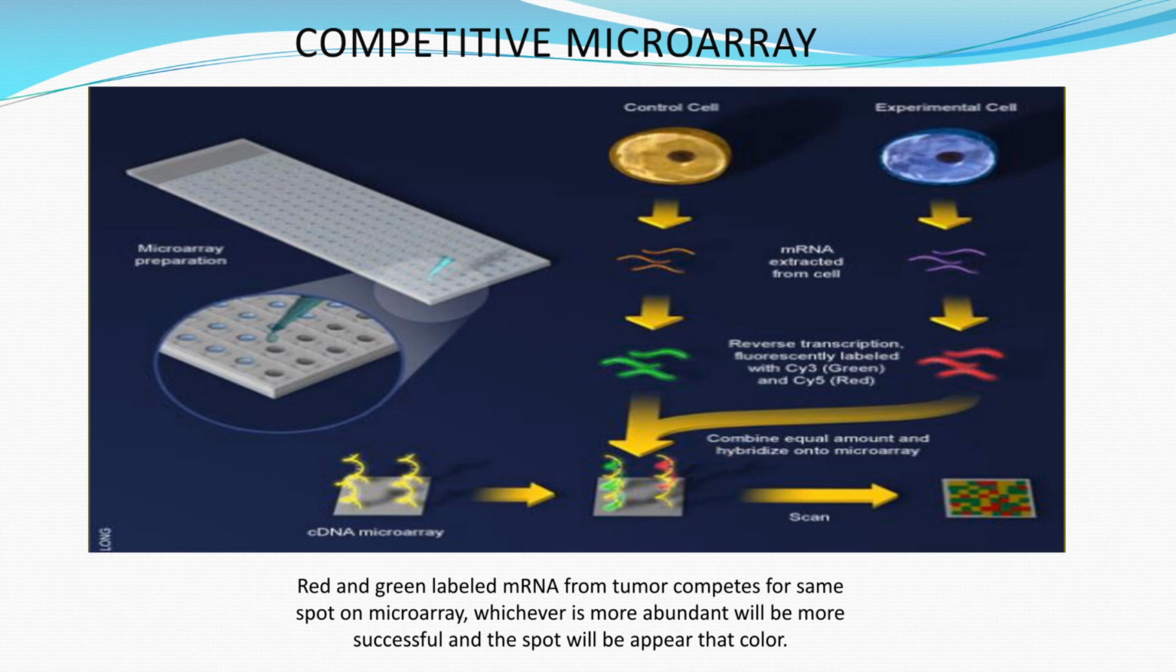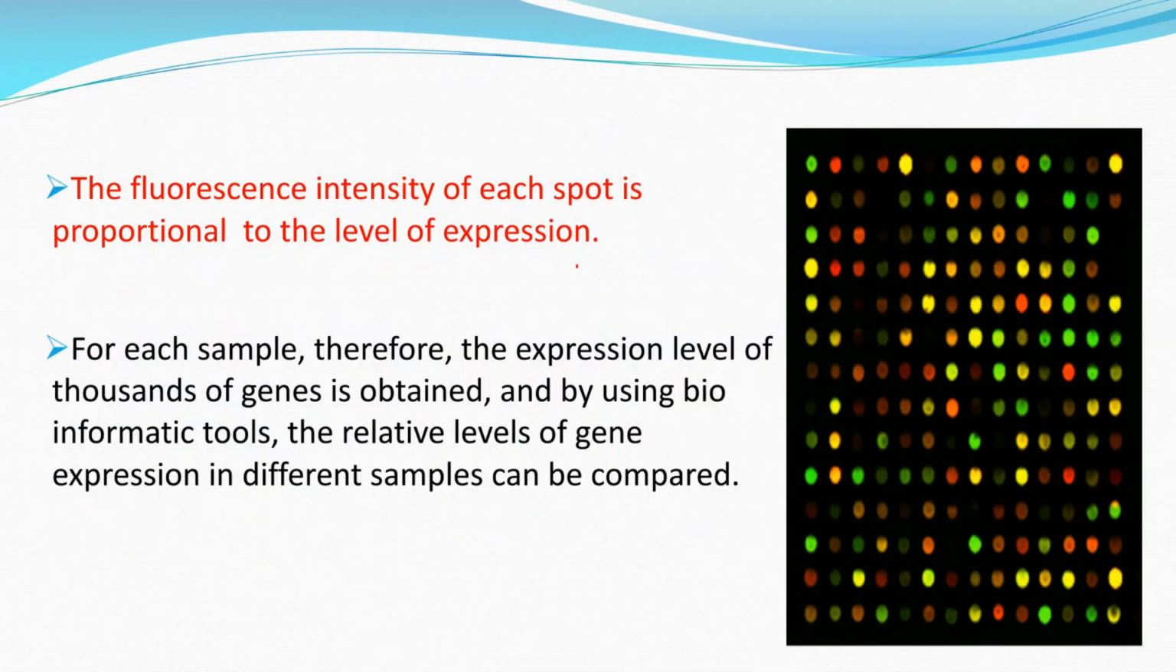Okay, it's very simple. The gene which is more expressed gives the corresponding color. The fluorescence intensity of each spot is proportional to the level of expression. So this is the scanner diagram. Here we can see the green color dot, red color dot, yellow color dot and black color dot.